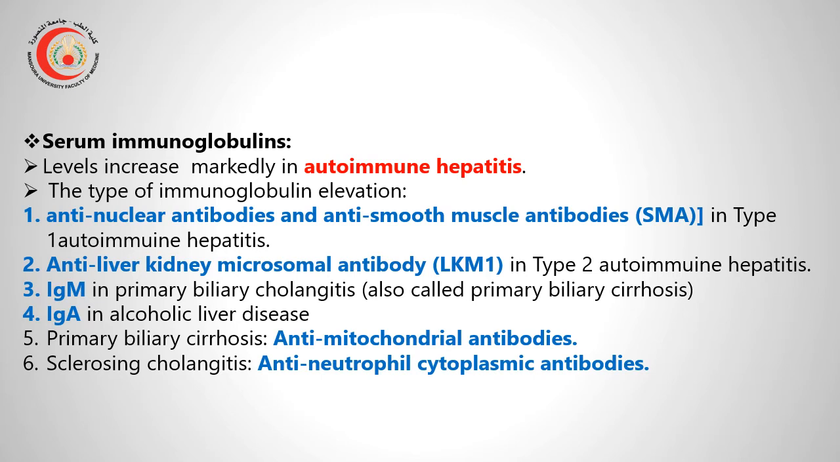Immunoglobulin M increases in primary biliary cholangitis. Immunoglobulin A increases in alcoholic liver disease. In primary biliary cirrhosis, the anti-mitochondrial antibodies are elevated. The anti-neutrophil cytoplasmic antibodies are elevated in sclerosing cholangitis.